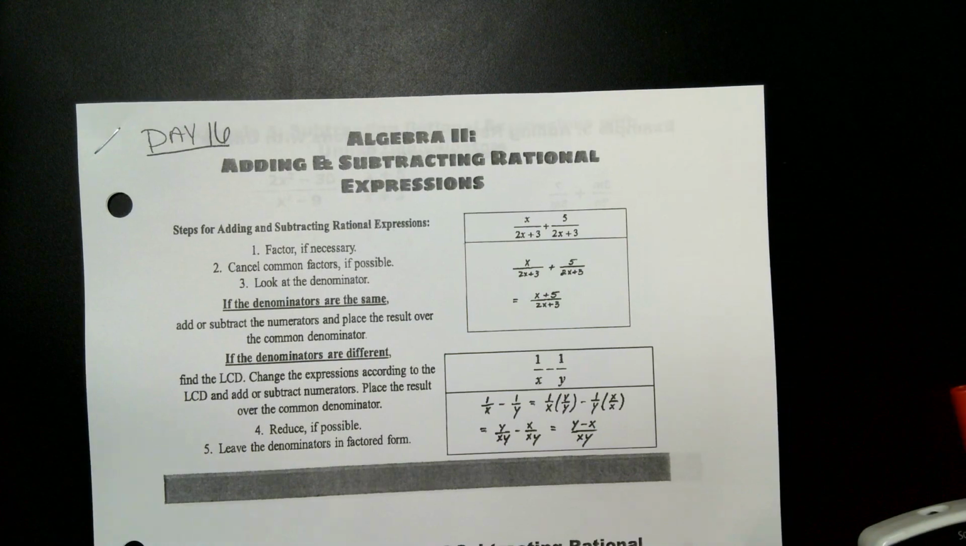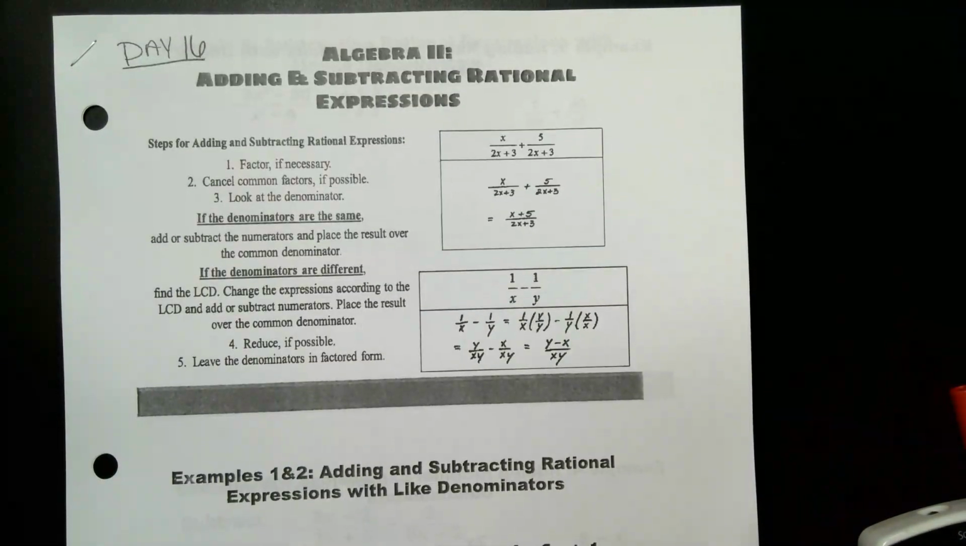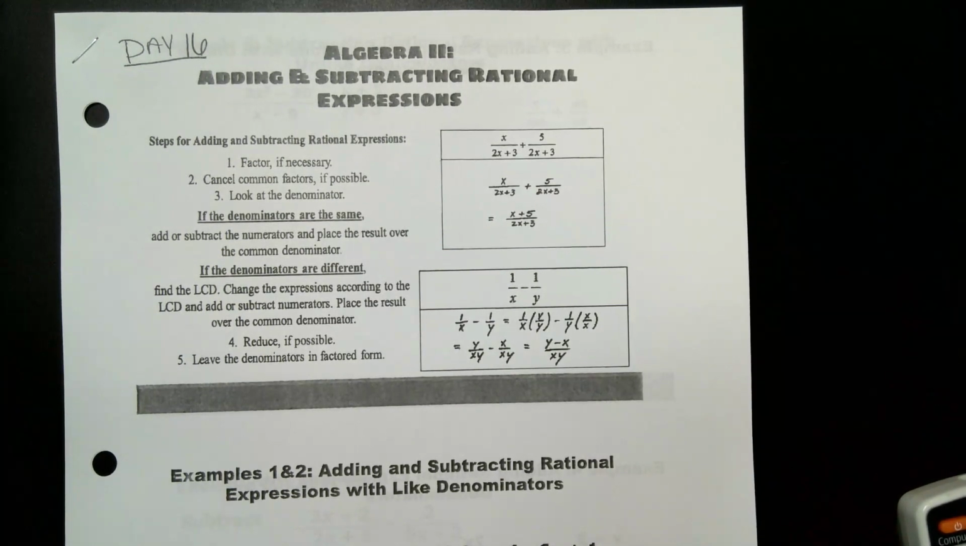Talking about adding and subtracting rational expressions. So yesterday we did the multiplying and dividing. Multiplication and division is a lot easier because when you multiply and divide fractions, you never have to have common denominators. When you add and subtract, you have to have common denominators.